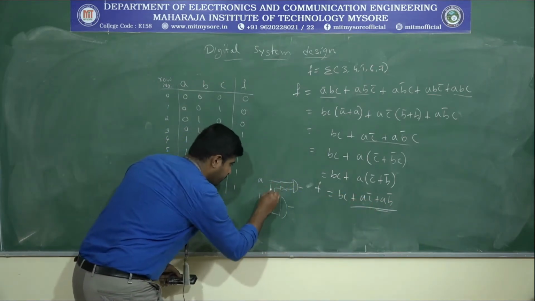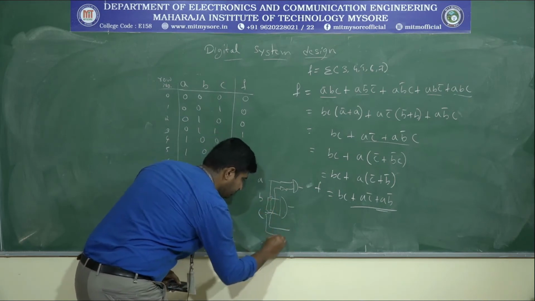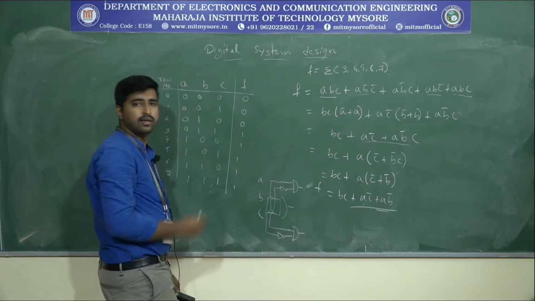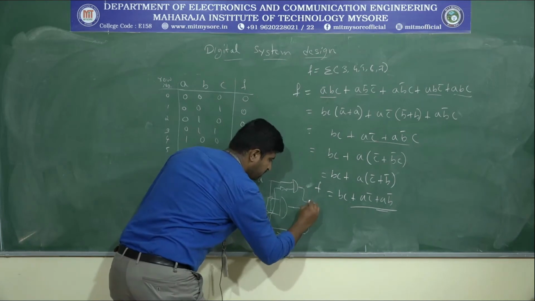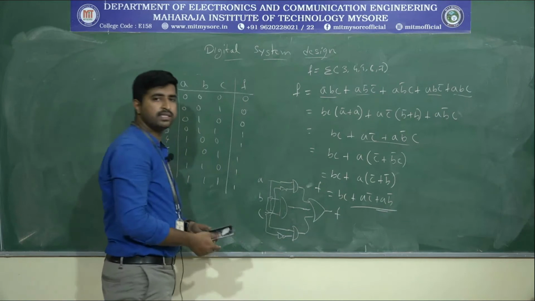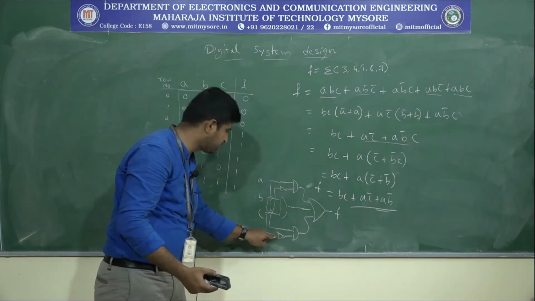A, B bar, and this will be the NAND. All of these together will be the OR. So this is equal to F. See how many gates we have actually? 1, 2, 3, 4, 5, 6.